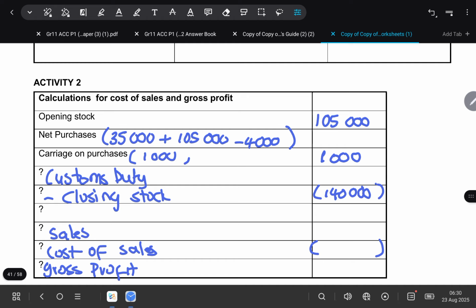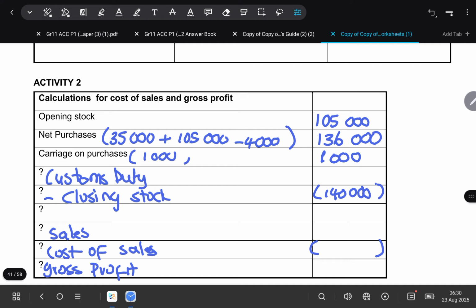And then in terms of our net purchases, we are going to say 35,000. I'm just going to try to do it quickly. We're going to say 35,000 plus 105,000. And then we are going to minus 4,000 from this, which will give us 136,000. So our net purchases is 136,000. Remember, if there are any purchases, you must take them into consideration.